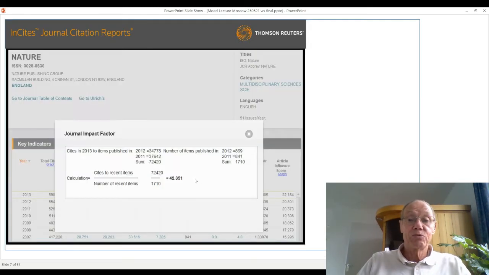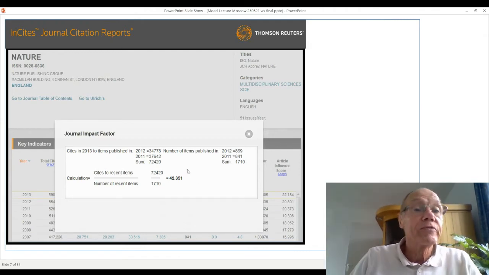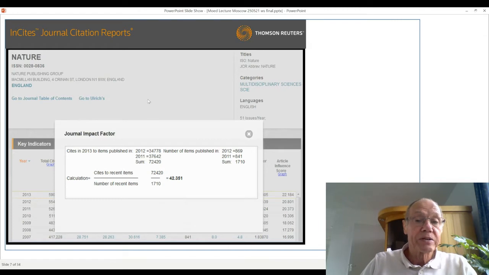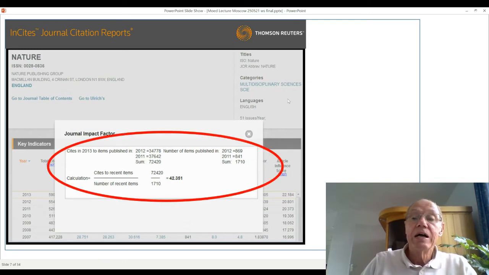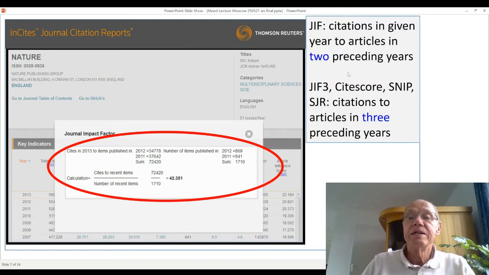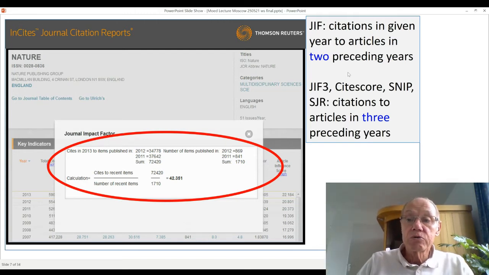Now let me start with something that probably we are all familiar with. That is the definition of the journal impact factor by Clarivate, I should say now, formerly Thomson Reuters and formerly Institute for Scientific Information. I think we are all familiar with this definition. I would like to underline that this journal impact factor basically relates to citations in a given year to articles published in the 2 preceding years.